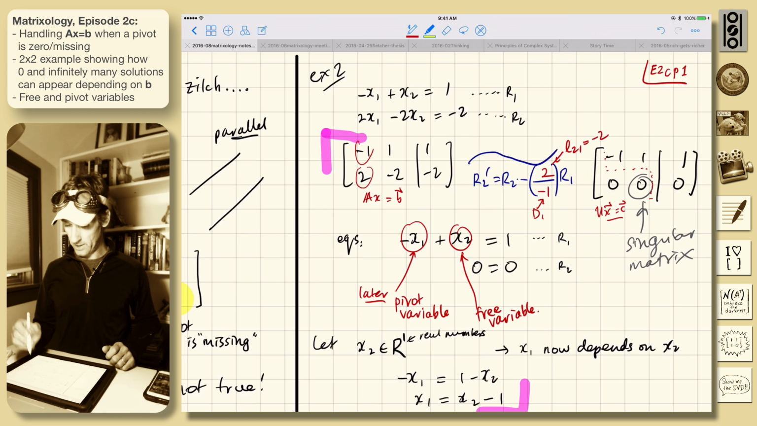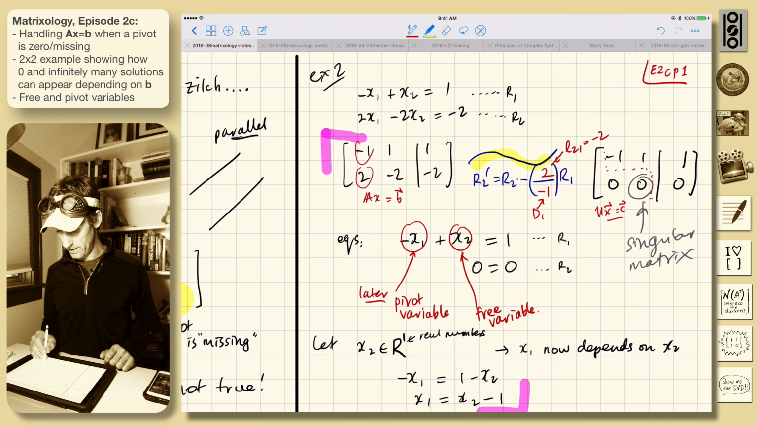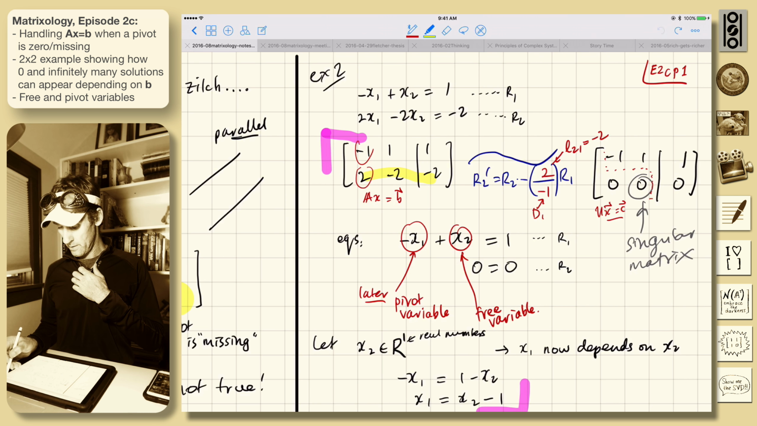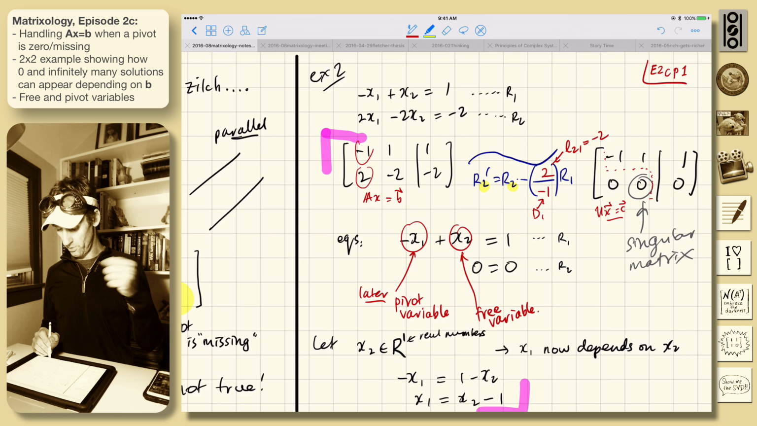So again, the standard structural, everything in blue here, right, we always put down. We're modifying the second row, and we're going to use the first row to do it. Right, so 2, 2, that's what we're modifying. The new row 2 is the old row 2 minus some multiple of row 1.